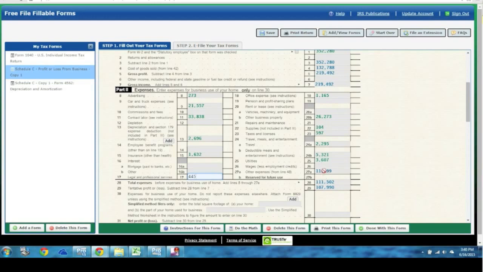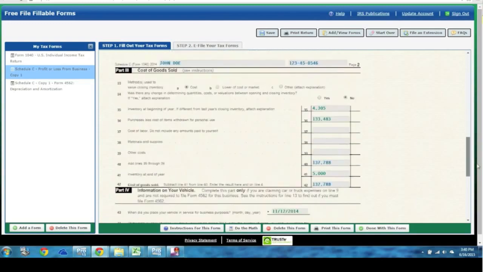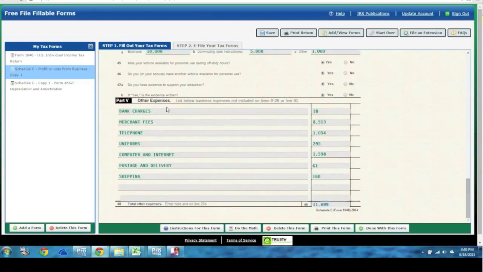Other expenses right here comes from more unique expenses that aren't on this default template list of expenses. So this $11,699 comes down from down here. These charges right here, which add up to the $11,699: bank charges of $18, merchant fees of $8,500, telephone expense of $10.54, uniforms of $295, computer and internet of $15.98, postage $61, shipping $160.